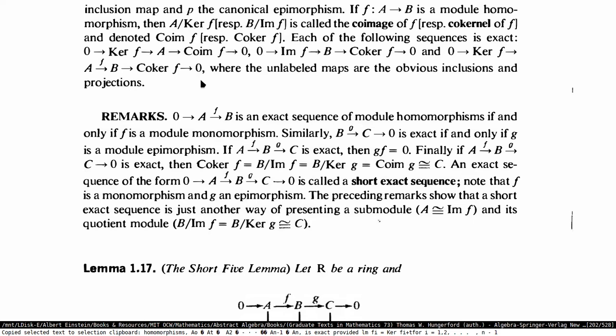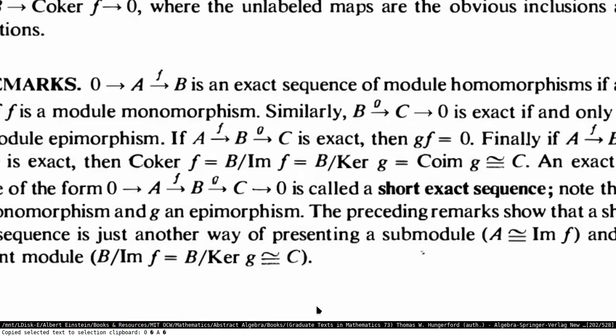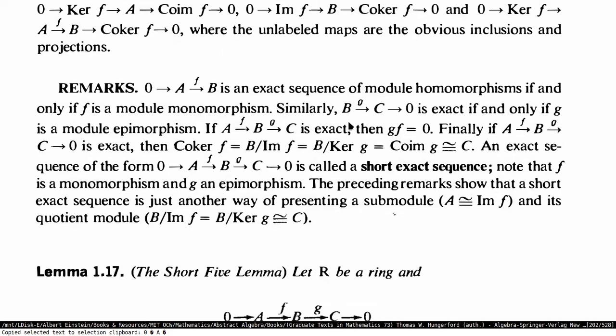So this is an exact sequence of module homomorphisms if and only if F is a module monomorphism, in the sense that it is injective. Similarly, you can have something from B to C, that's going to be exact if G is surjective. And when you compose them, you have another sequence, and that is going to be exact if GF gives you zero.